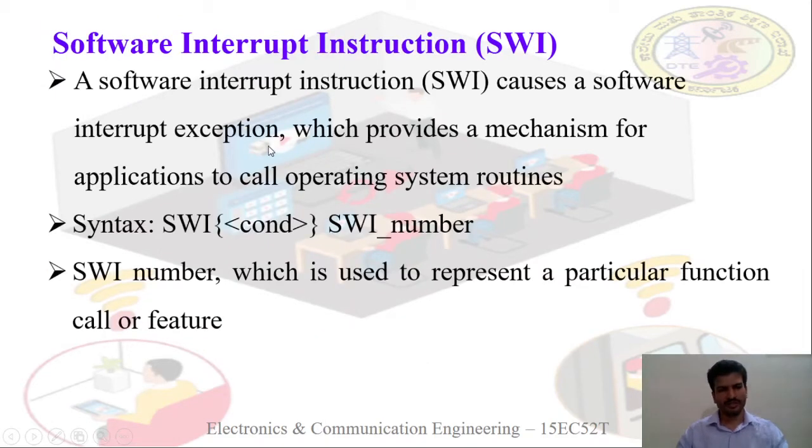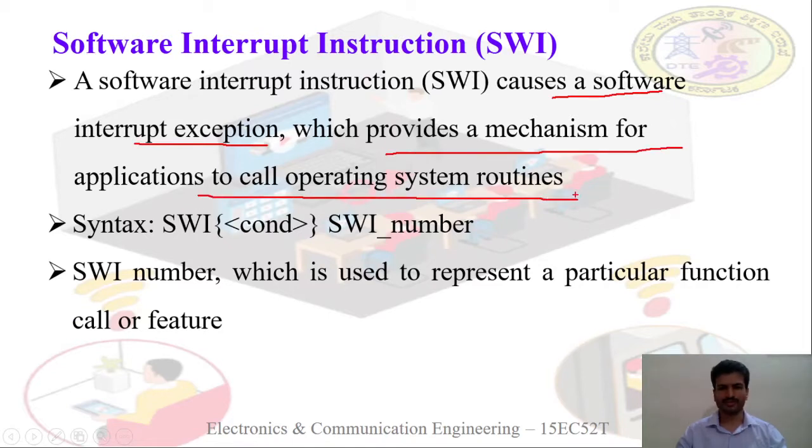Now consider the software interrupt instruction. There are hardware interrupts and also software interrupts. Software interrupt means that through an instruction we are calling an interrupt. The software interrupt instruction causes a software interrupt exception, which provides a mechanism for an application to call operating system routines. So using the software interrupt, we can call OS routines.